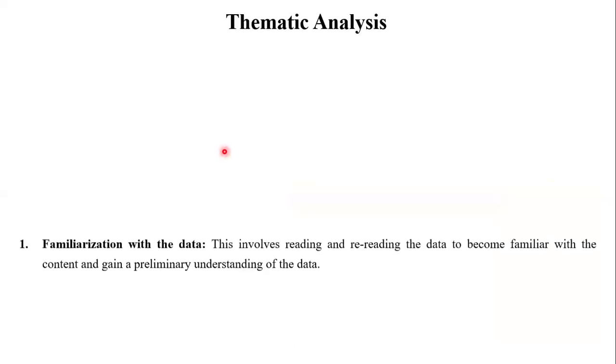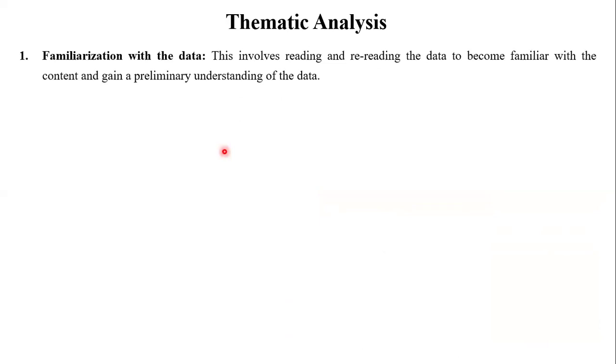So what are the further details? You need to understand the specific detail of each step. For example, familiarizing with the data. This step involves reading the data to become familiar with the content and gain a preliminary understanding of the data. So in this step, you read your data again and again in order to familiarize yourself with the content and gain a preliminary understanding of the data.